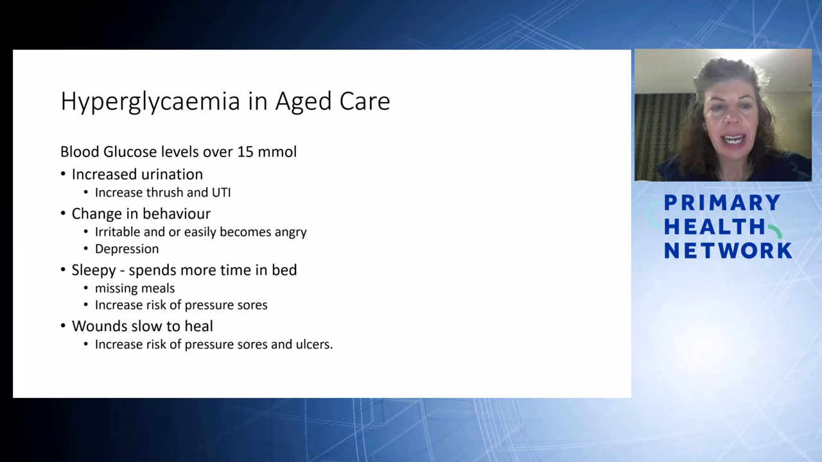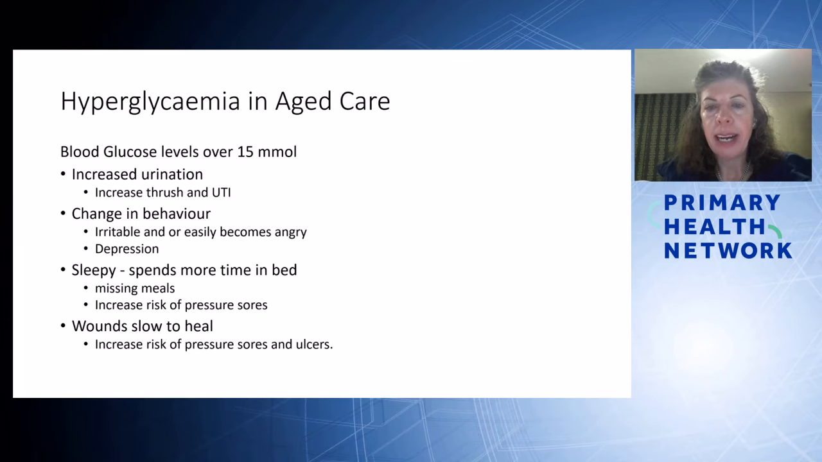So hypoglycemia in aged care, BGLs over 15. So why we want to really focus on this: when we have high BGLs, increased risk of urination, increased risk of thrush. So there's more glucose going through those kidneys, down through the urine system. So more thrush, more UTIs, more times of having to get the doctor for medication to treat the UTIs and treat thrush. Change in behaviour.